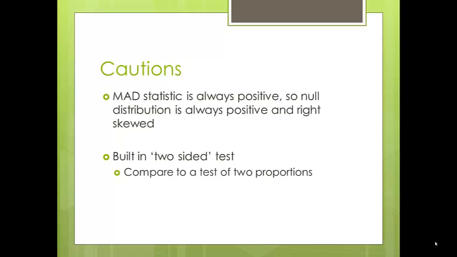So when you're looking for your p-value with a MAD statistic, you're only going to be looking in the upper tail, even though it is, in theory, a two-sided test. We'll talk more about that in other Learning Goal videos.